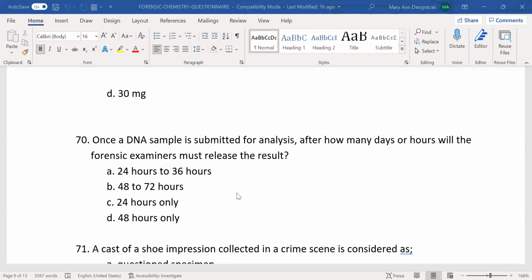Purpose ng exam nitong DNA? Hindi ko makuha yung tanong. Purpose ng exam? Depende sa purpose ng exam. Hindi standard yan, 48 to 72 hours.